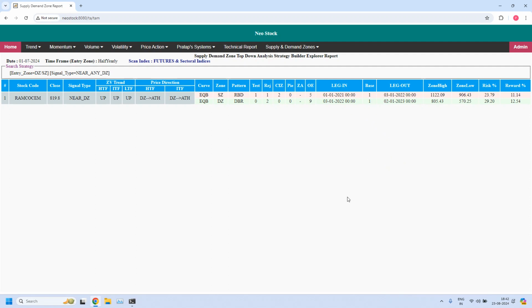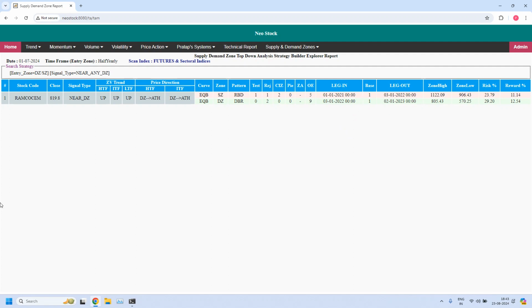In case if you don't understand how to study this report, I request you complete our training lesson 21.1. There I have explained each and every column in detail, their values, their abbreviations, and also how to draw the zones in TradingView by taking the leg in and leg out timestamps and base candle count.